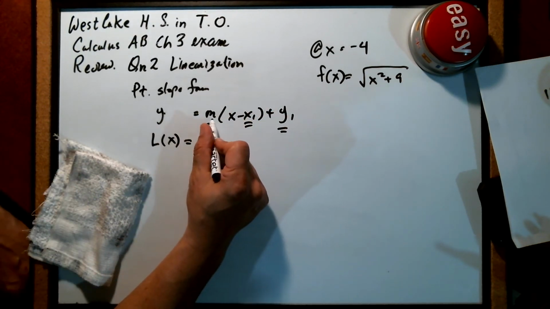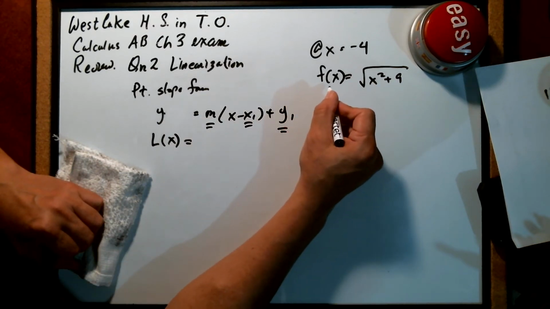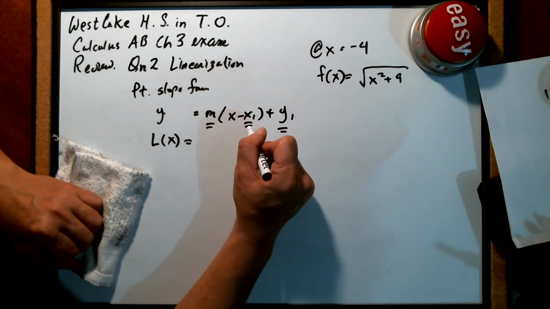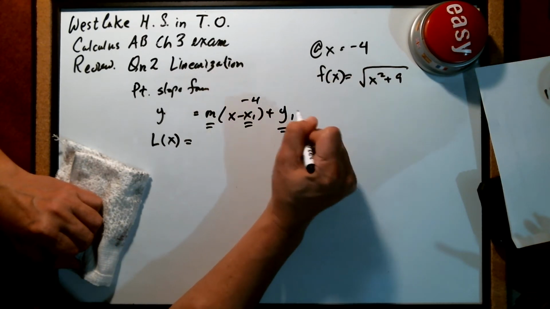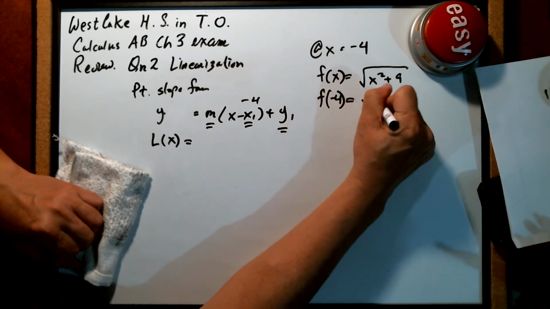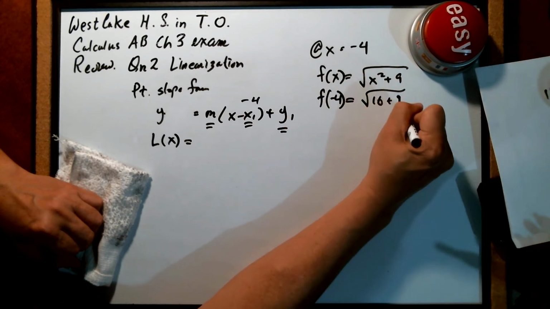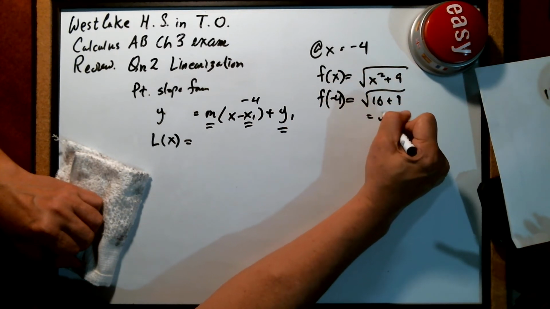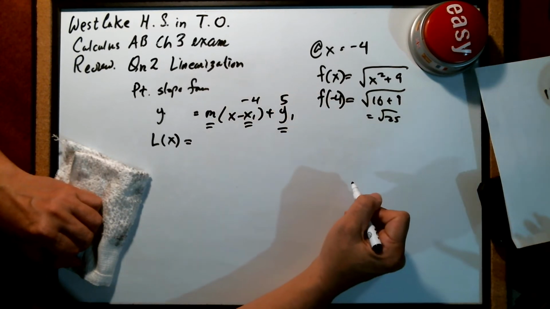I have to figure out what my slope is. My slope is my tangential function, as I said earlier. So I have to take the derivative of this. Before I do that though, my x1 is going to be -4 right here. And my y1, f of -4, is equal to the square root of -4 squared, which is 16, plus 9. That's equal to the square root of 25, which is equal to 5. Okay.